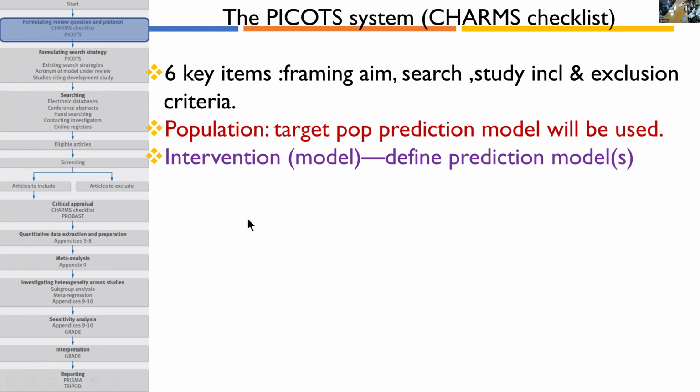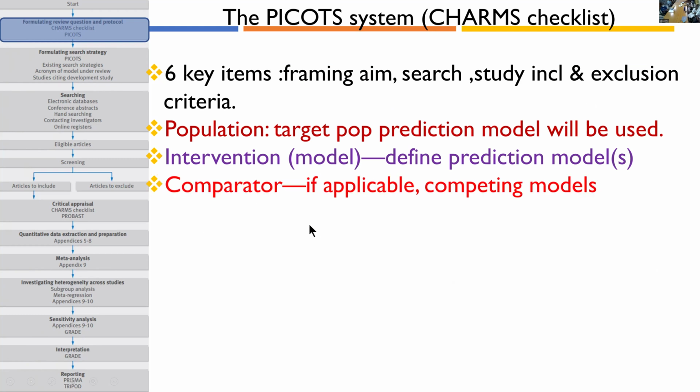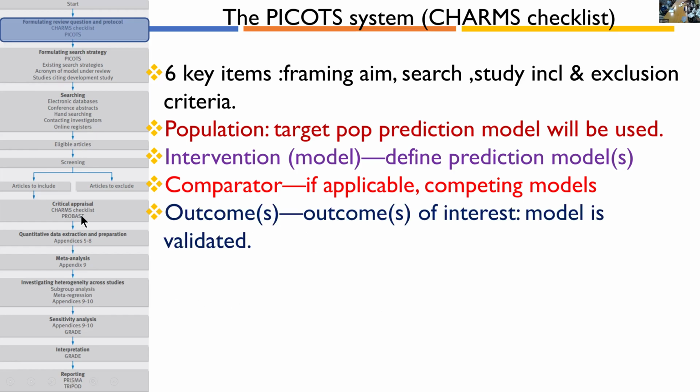That's the model. You may want to compare two models, or sometimes you say only this particular model I'm looking for. I'm not comparing it. Outcome of interest: you will define clearly what the outcome of interest is. Now, timing. Two timings are important. For example, when is the prognostic factor measured?